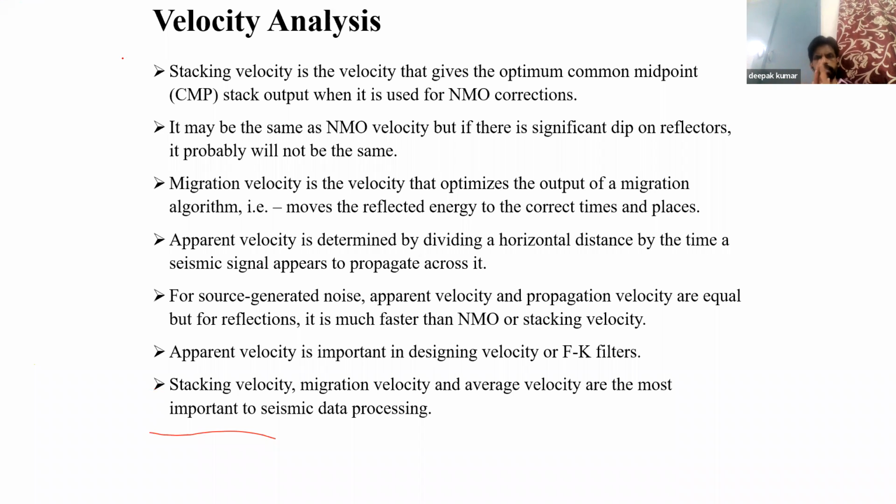And velocity analysis gives us the actual velocity of the reflector, which helps in bringing all the reflected amplitude into one horizontal plane. And then we can go for stacking or CMP stacking to get a stack section. Then we apply migration or FK deconvolution to get the final section. Okay.